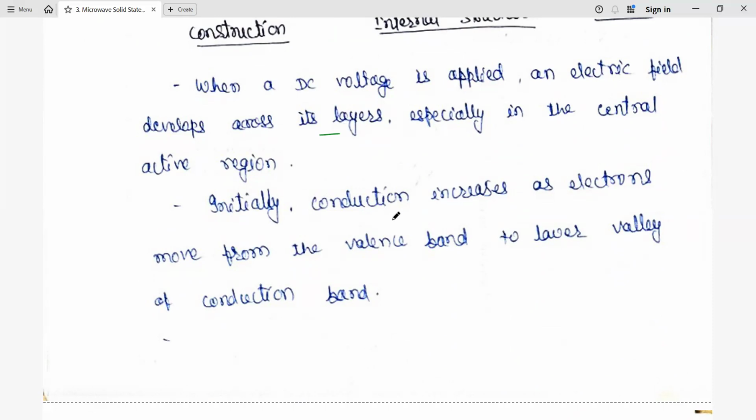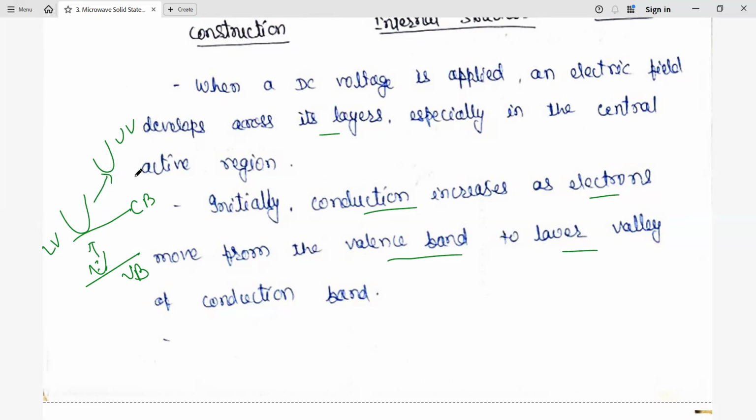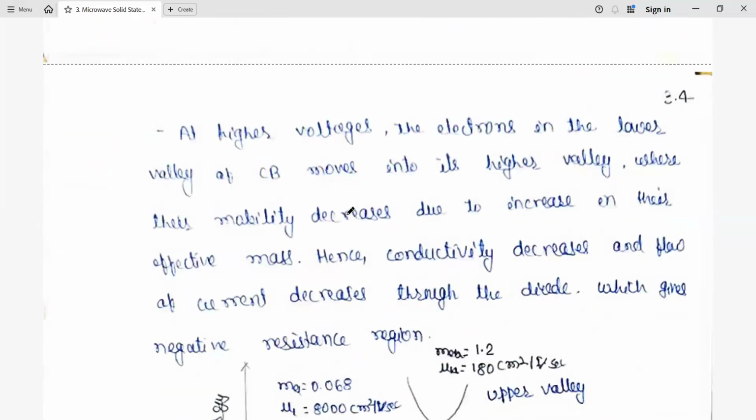Now initially what's happening, the conduction is going to increase. Why is conduction going to increase? Electrons are going to move from the valence band to the lower valley of the conduction band. Here we have the valence band, and this is the conduction band. In the conduction band, we have a lower valley as well as an upper valley. This is the lower valley, this one is the upper valley, and electrons are moving from here to here, again moving from here to here. We'll see how we get negative resistance also.